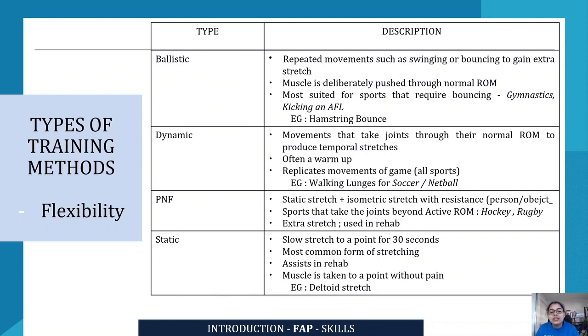Static stretching is where we're doing a slow stretch to a point for 30 seconds, and this is the most common one. This is also the safest out of all of them. Ballistic would be the least safe, I would say. It assists in rehab, and the point here is that we want to extend the muscle just so much that we can stretch it without having any pain. So for example, a deltoid stretch.